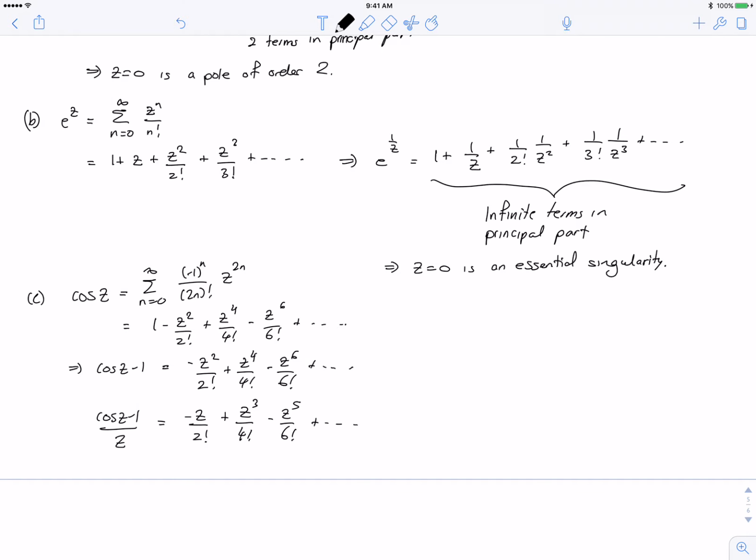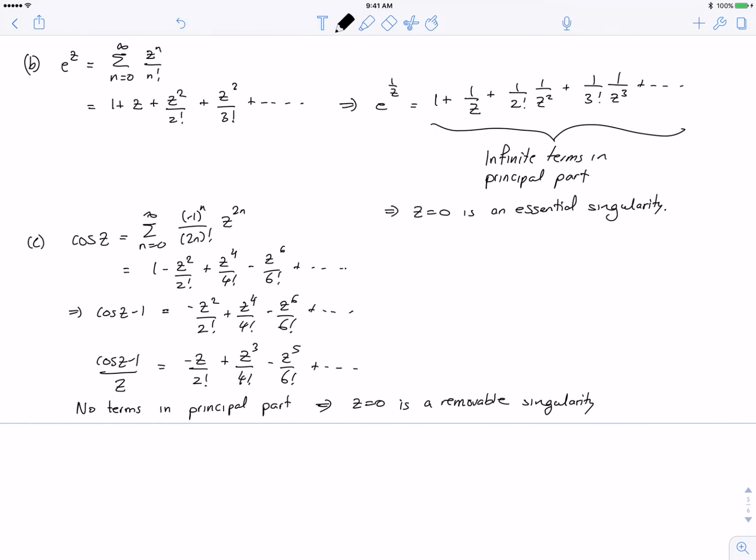And now, as you can see, I don't have any negative powers of z in my Laurent series. So in other words, there are no terms in the principal part. So that means we call z equals 0 a removable singularity in this case. That's that one. Okay, let's look at the final one.